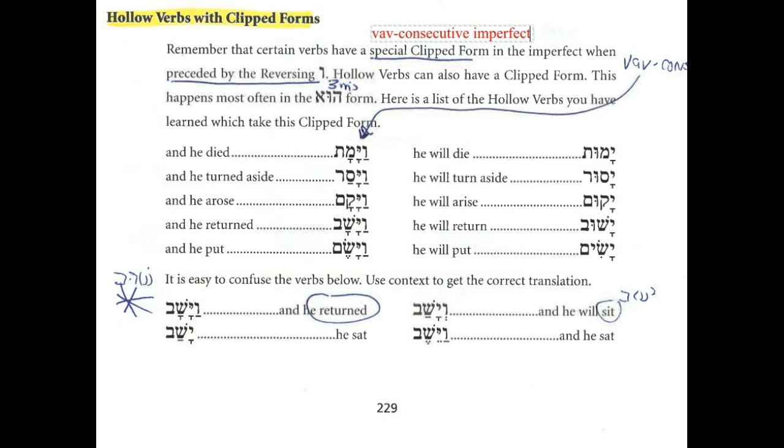The textbook suggests that in their mind it's easy to confuse the verbs. I don't really think that that's the case. If you'll pay attention to the fact that you've got a vav with a shva under it, you clearly have a simple vav followed by a perfect form, he will sit, from the verb yashav, whereas here you have a vav consecutive. The vav consecutive is only on the imperfect form, therefore the yod cannot be part of the verb's stem or root letters. So the stem actually begins with the letter shin, and this is from shuv, vayashav, he returned.